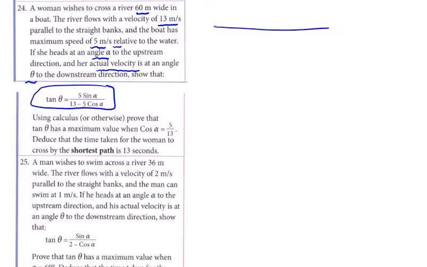Okay, quick sketch. Parallel banks. She's here. The river flows this way at 13 meters per second. She is going to head upstream at an angle alpha, but her actual velocity is downstream at an angle theta. So we can get the initial velocity of the woman relative to the river.